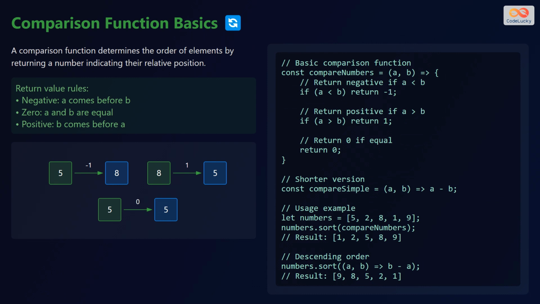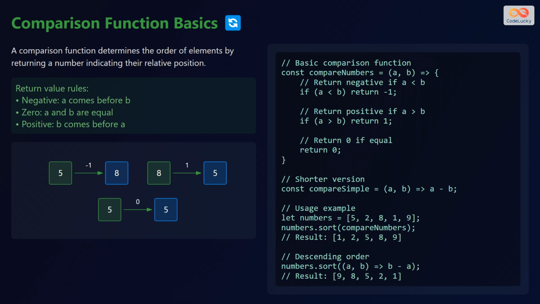A comparison function determines the order of elements by returning a number indicating their relative position. If the return value is negative, A comes before B. If the return value is 0, A and B are equal. And if the return value is positive, B comes before A. Here are some visual examples.